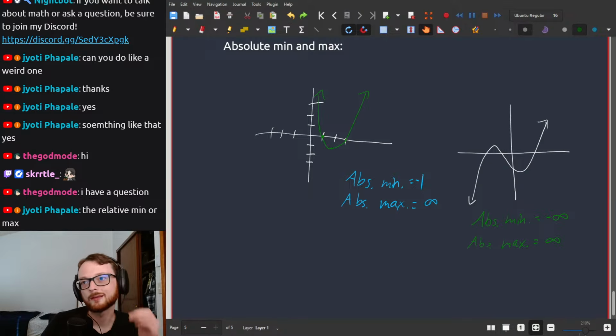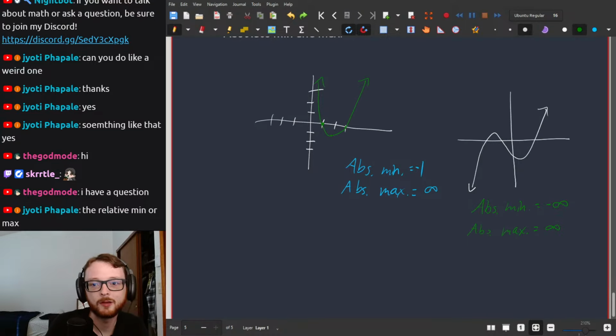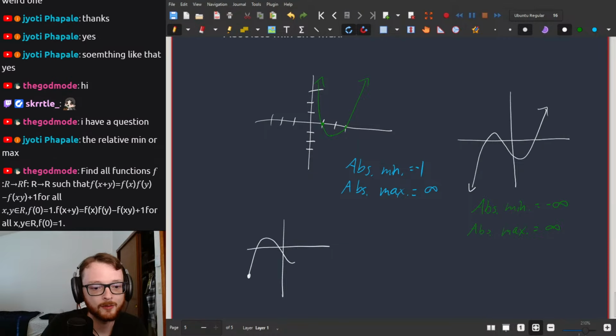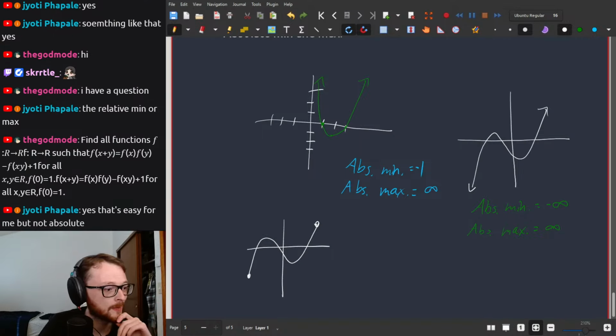Yeah, for absolute min and max, the only other situation I can think of is if the function is not defined for all x. Like if you have a function that just stops with dots like that. This is another thing maybe that they could throw at you.